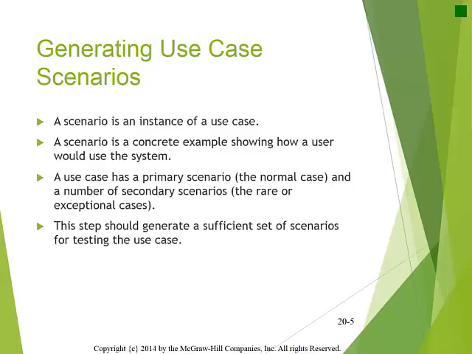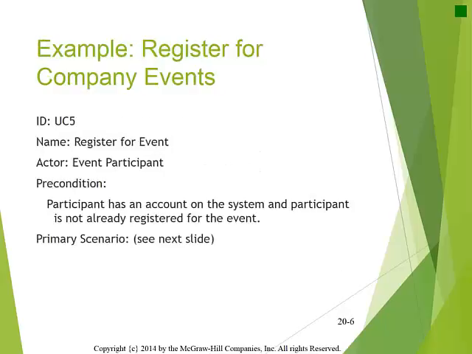Sufficient test cases can be derived from the use case scenarios. The use case scenarios contain a primary scenario and a number of secondary scenarios that are alternative ways that the use case can be carried out.